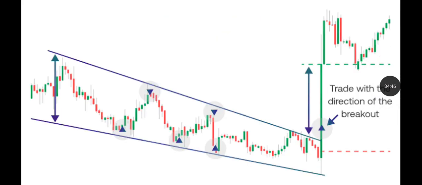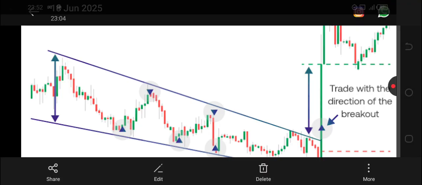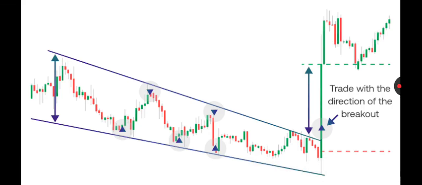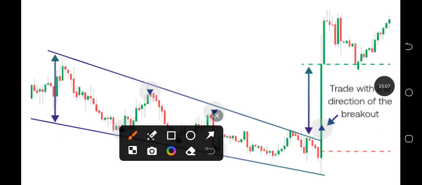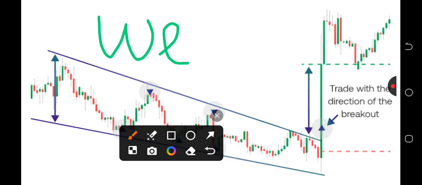Okay. So this is another candlestick pattern in the market. We call this the wedge pattern. It's just like a wedge, what you use to wedge objects like your car. So like I told you, most of these patterns are named after real life objects. Wedge, let me write it.